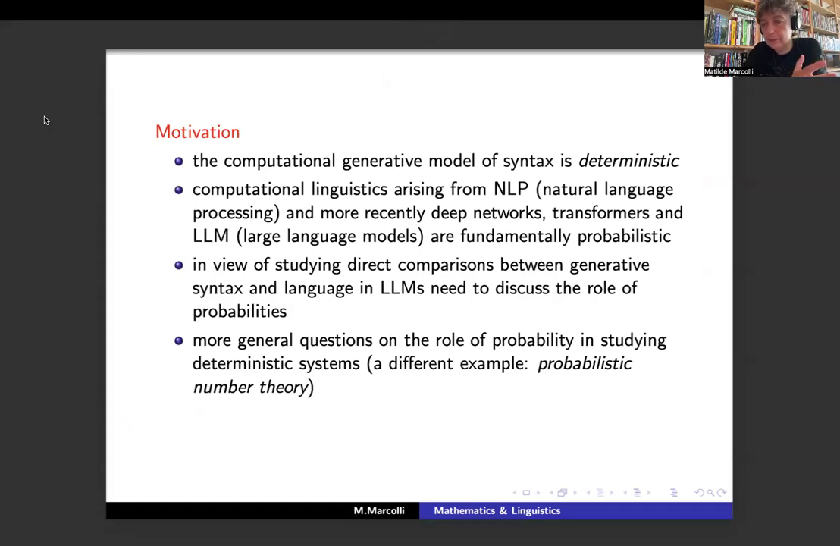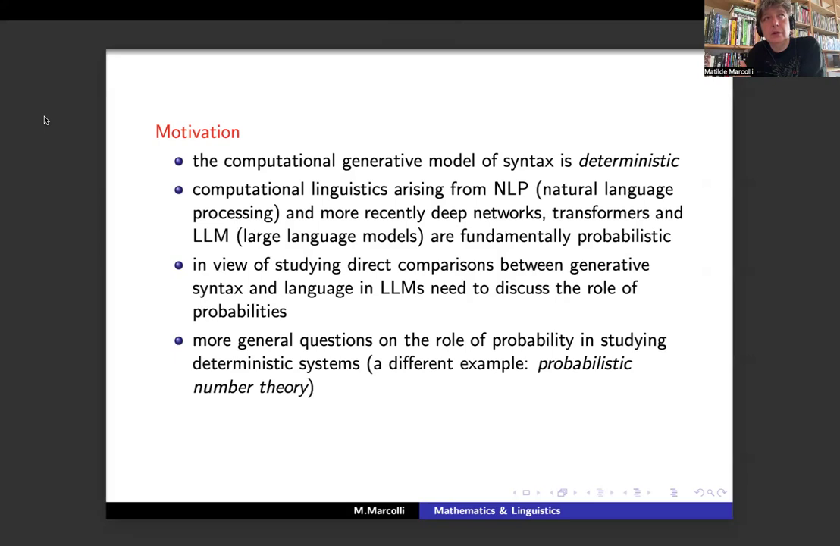Okay, so the premise for this discussion is that the computational mechanism behind syntax is actually a completely deterministic computational mechanism. So there is nothing probabilistic about it. We will be discussing this for a long time in more detail. This can be modeled in a completely deterministic way.